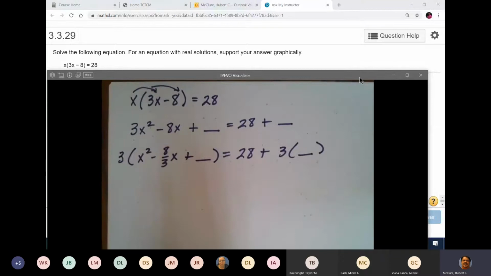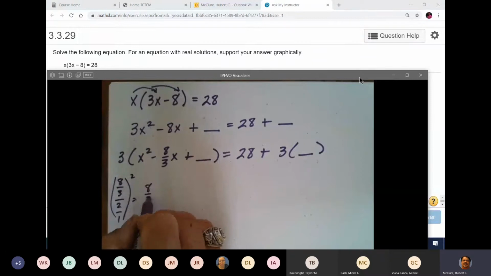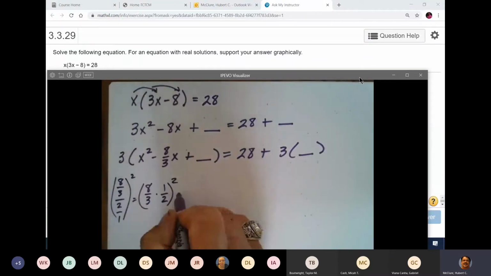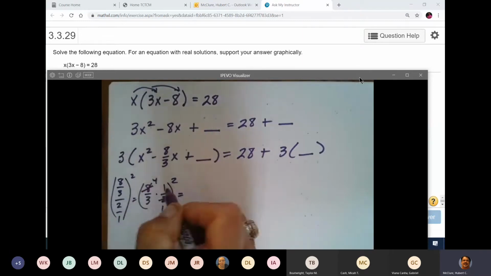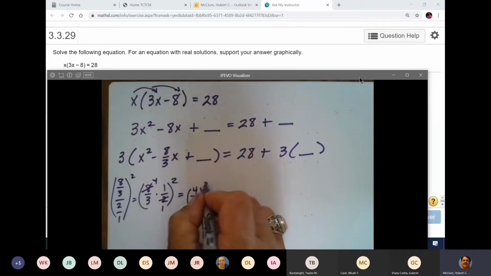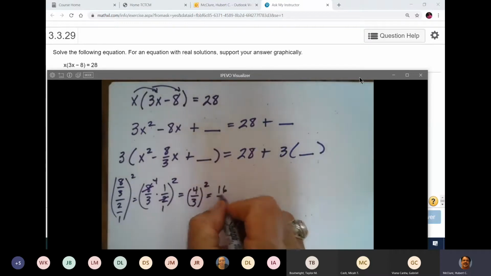And then I'm going to divide 8/3 by 2 and square it. 8/3 times 1/2 and square it. And that's going to cancel that out. And that's going to be a 4. I get 4/3. 4/3 squared is 16/9.